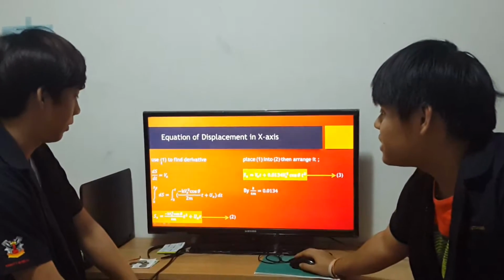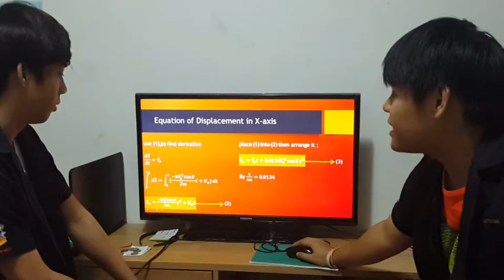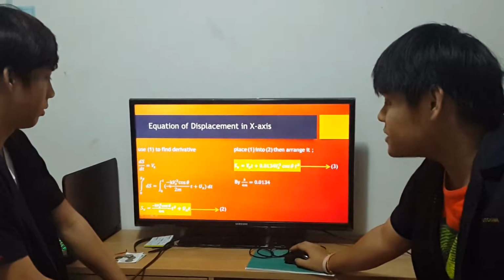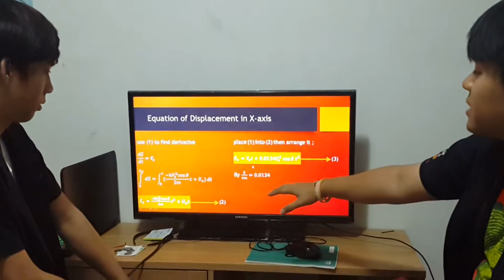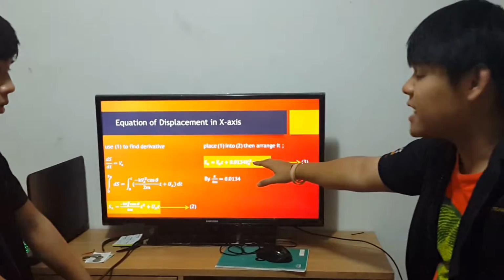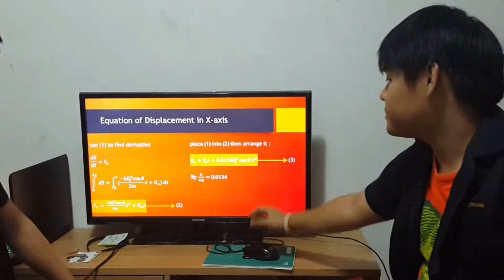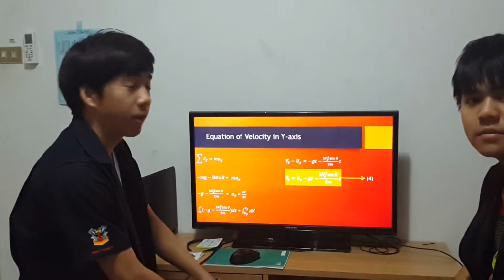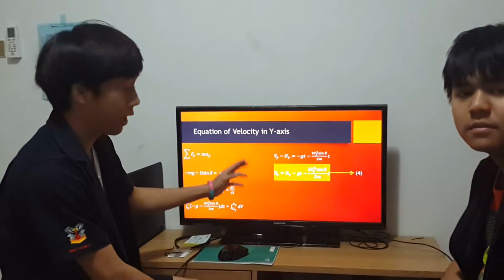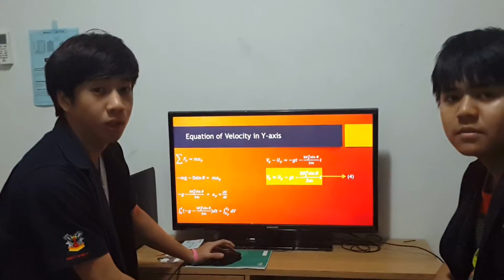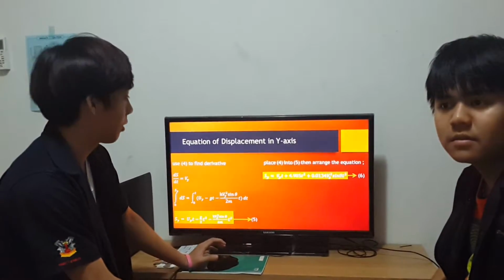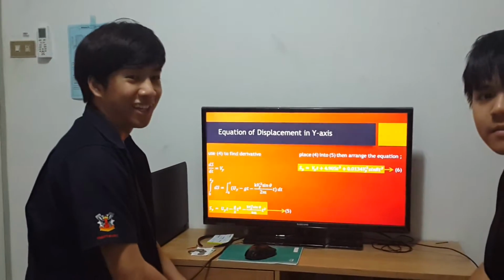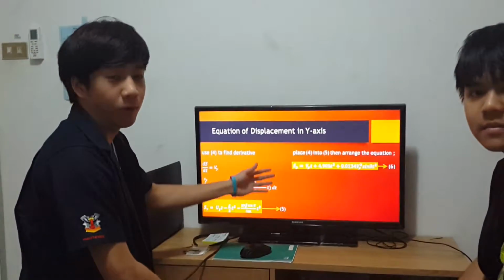We use the first equation of velocity and integrate it. After we integrate it, we can find the equation of our displacement as shown. In the y-axis, we use the same way as before to find the velocity and displacement equations. And this is the displacement equation that we find.